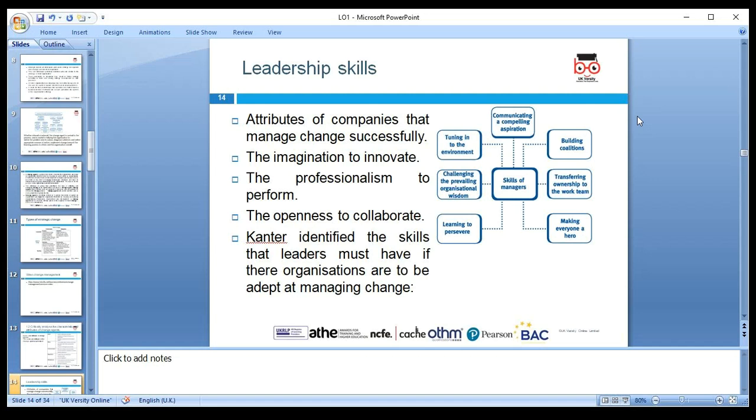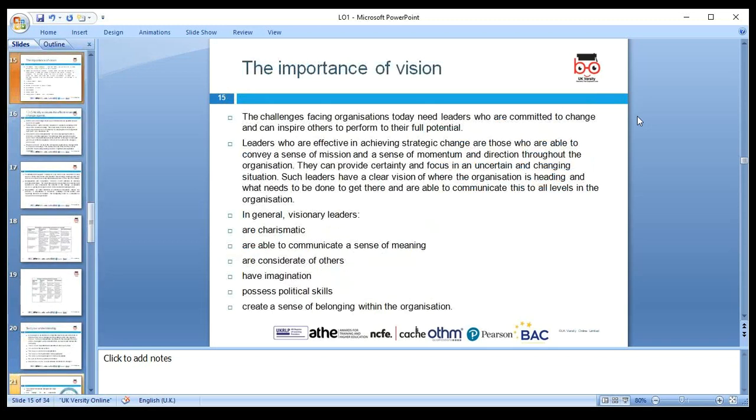So the leadership skills attributes of companies that manage change successfully are imagination to innovate, professionalism to perform, openness to collaborate, and candor. These identify the skills that the leader must have if the organization is able to adopt the managed change. So we need to communicate, be tuned into the environment, and build coalitions, skills managers always look for.